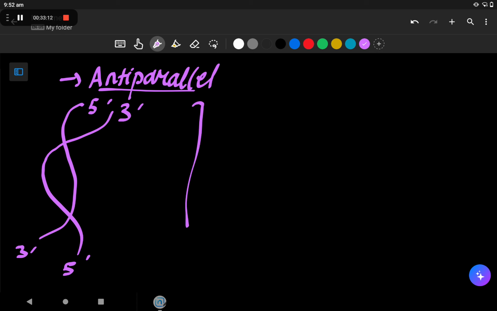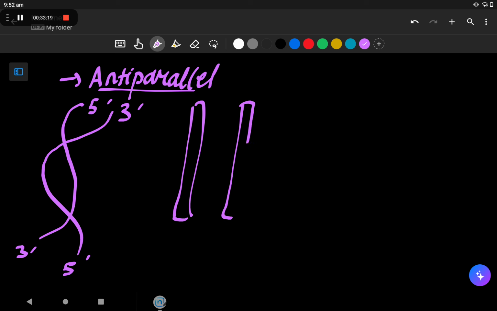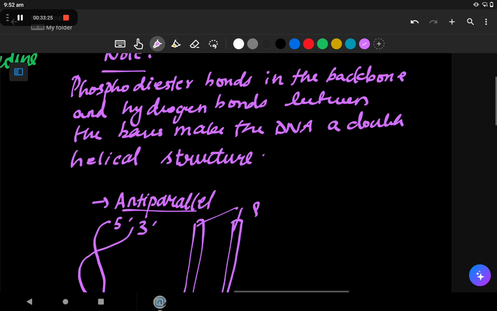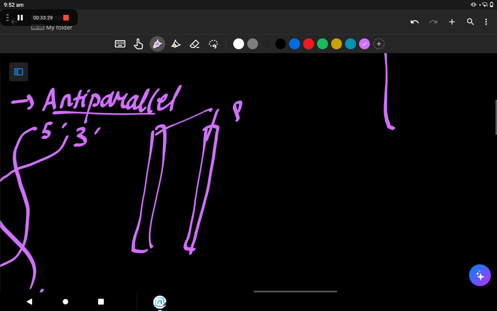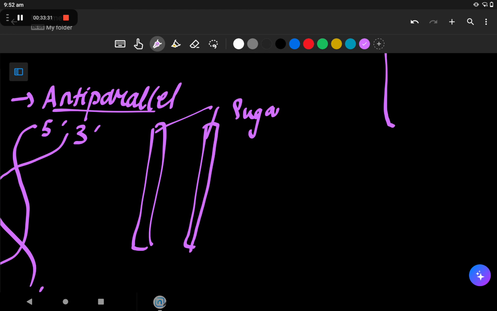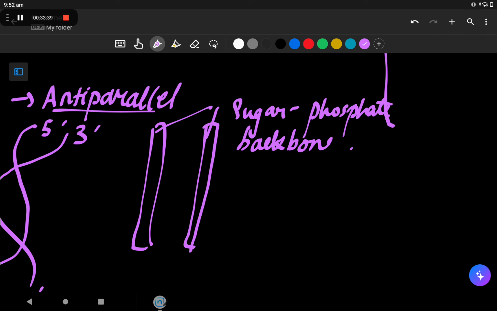Just like this. If linearly we are going to consider, it will look like this. Okay? This is the sugar phosphate backbone. As I told you priorly, here itself I have mentioned, phosphodiester bond is the backbone. It is a sugar phosphate backbone connected like this.